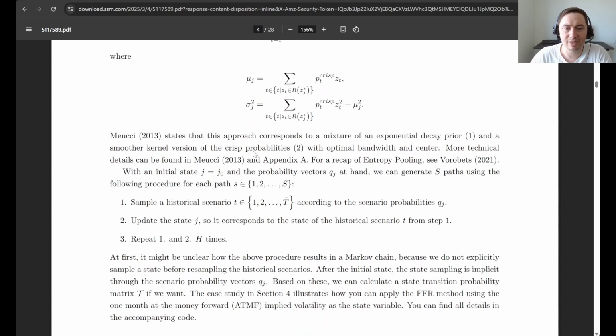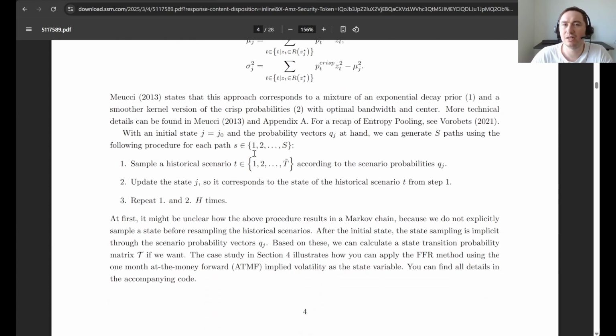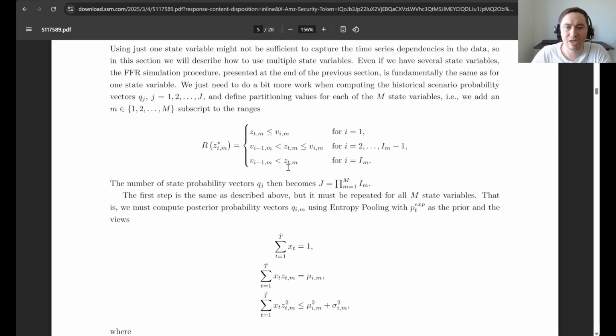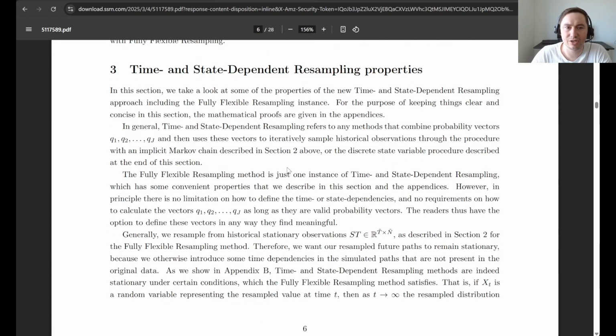So we write all the mathematics here and the resampling procedure, and the point here is that it will actually create an implicit Markov chain where we have these different state probability vectors. So this is something that we will show here in the case study.